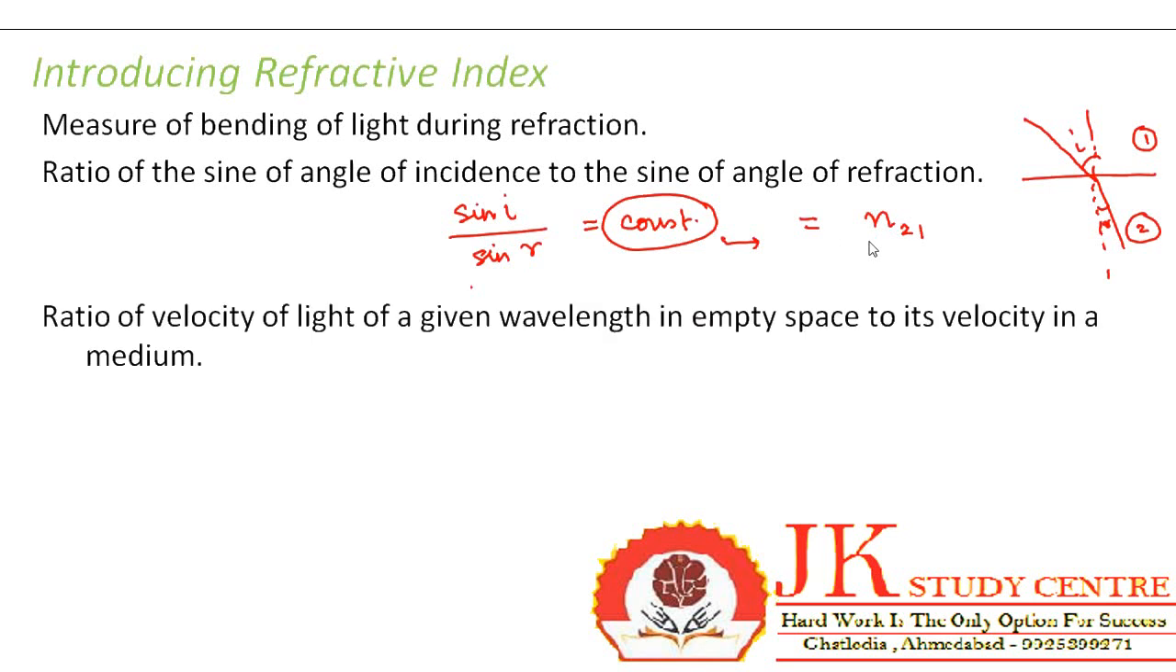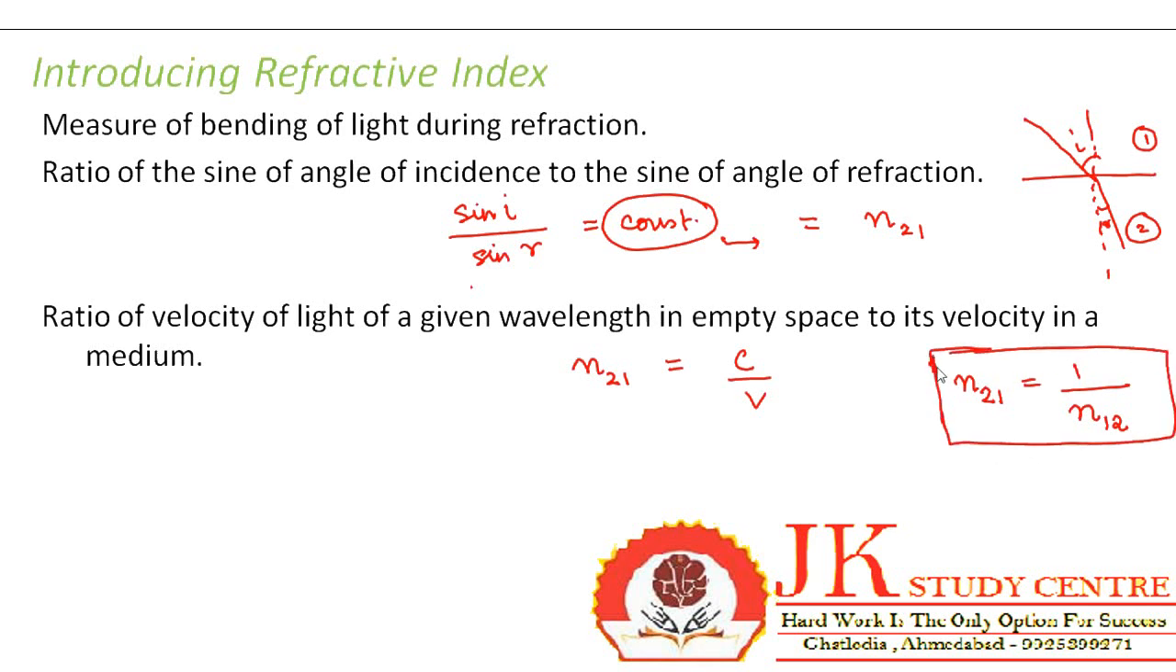It is also defined as the ratio of the velocity of light of a given wavelength in empty space to the velocity in a medium. That means we are comparing the velocity of light in a medium with respect to vacuum. So we also define the refractive index of 2 with respect to 1 as c by v, where c is the velocity of light in vacuum and v is the velocity in some medium. Now there is another important relationship: the refractive index of medium 2 with respect to 1 is equal to 1 divided by the refractive index of 1 with respect to 2. So they are reciprocals of each other.